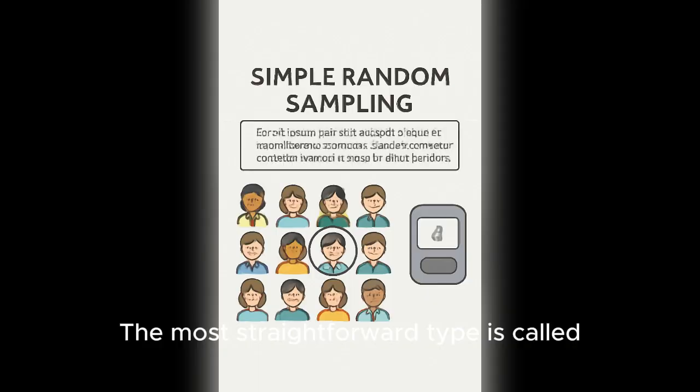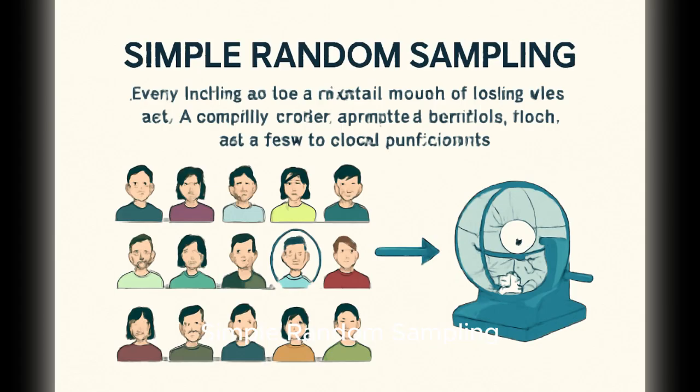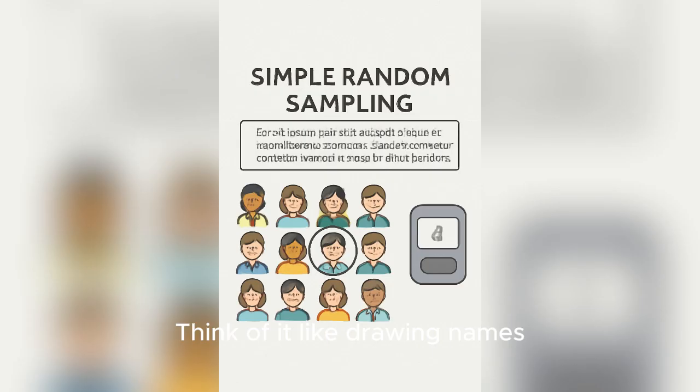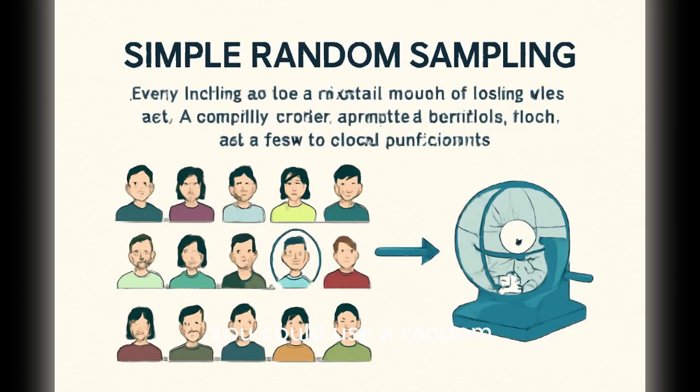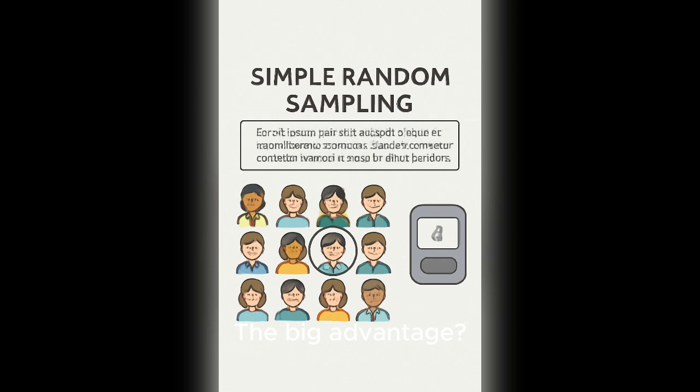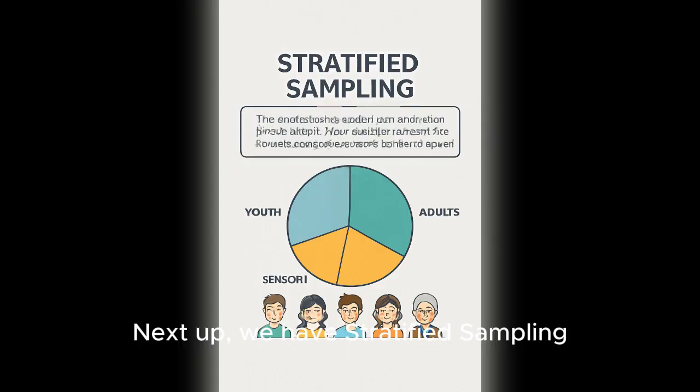The most straightforward type is called simple random sampling. Think of it like drawing names out of a hat. Every individual has an equal chance of being picked. You could use a random number generator to select students from a complete university roster. The big advantage: it's super easy to understand and gives you an unbiased sample. The challenge, however, is that you need a complete list of everyone in the population, which can be tough to get for large groups.